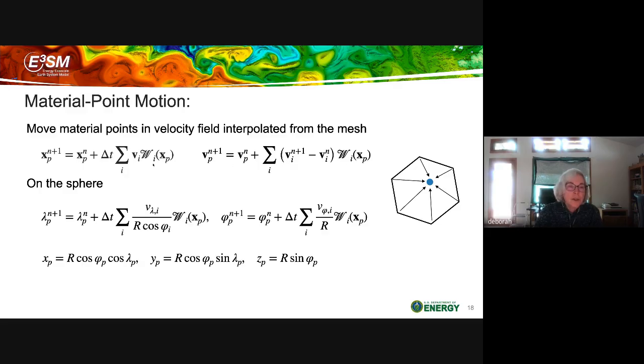If we do that on the sphere, then because of truncation errors, we're going to wind up with points going off the surface of the sphere. So what we do instead on the sphere is we update the latitude and the longitude of the material point. And then once we have updated the latitude and the longitude, we can compute the new material point position.